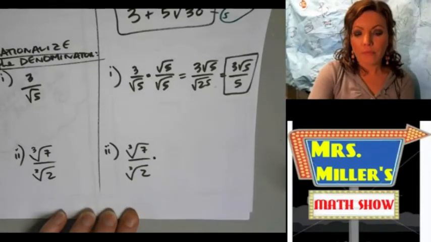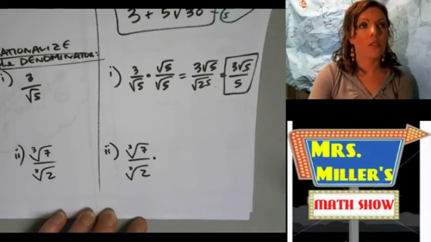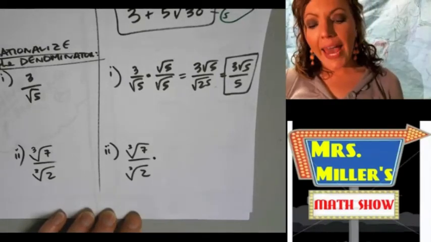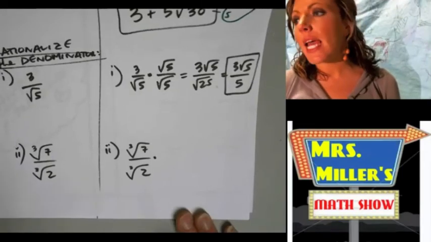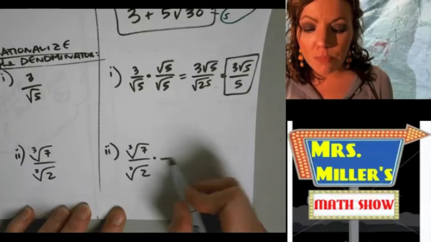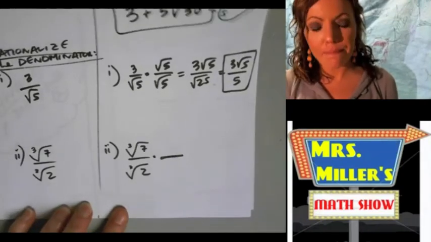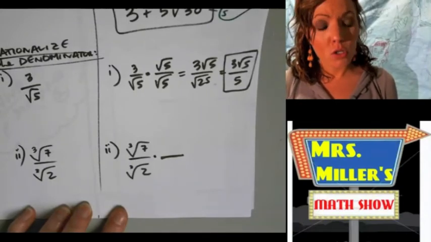Okay, the cubic root of 7 over the cubic root of 2. Okay, if we were to follow the same approach that we did on the last one, what would we be multiplying by here? Somebody tell me what they think we'd be multiplying by. Zach? Cool. Everybody give it up for Zach.